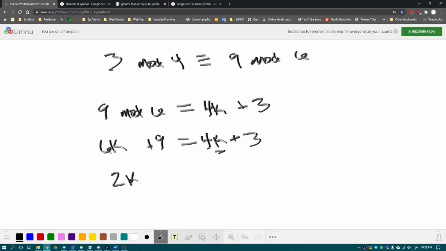Right. 2K is equal to what? Minus 9 is negative 6. K is equal to negative 3. And then just plug it back in to generate numbers. I think. I don't know.